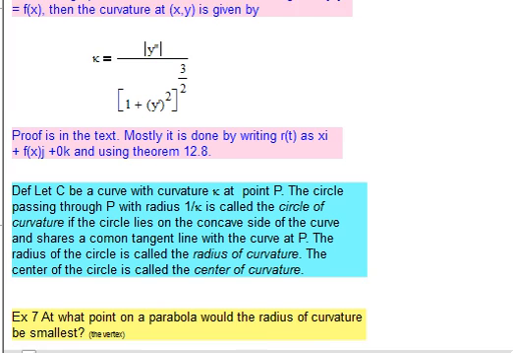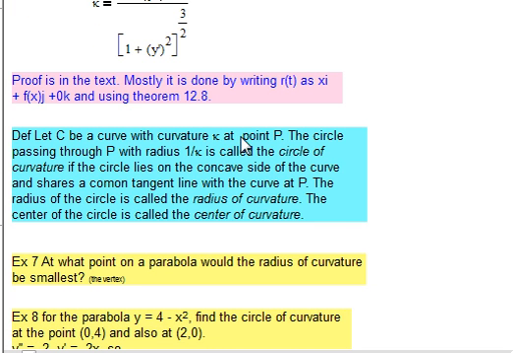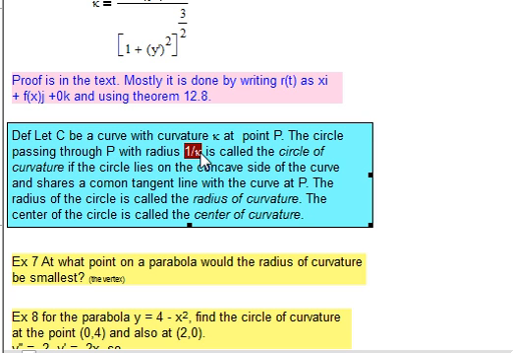Anyway, let C be a curve with curvature kappa at point P. The circle passing through P with radius 1 over kappa is called the circle of curvature. If the circle lies on the concave side of the curve and shares a common tangent line with the curve at P, the radius of the circle is called the radius of curvature, and the center of the circle is called the center of curvature. Sometimes I've seen this circle of curvature called the osculating circle. That means the circle that most closely resembles the curve at one point.